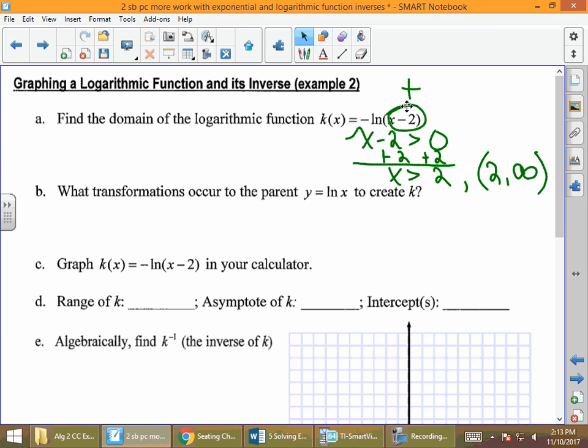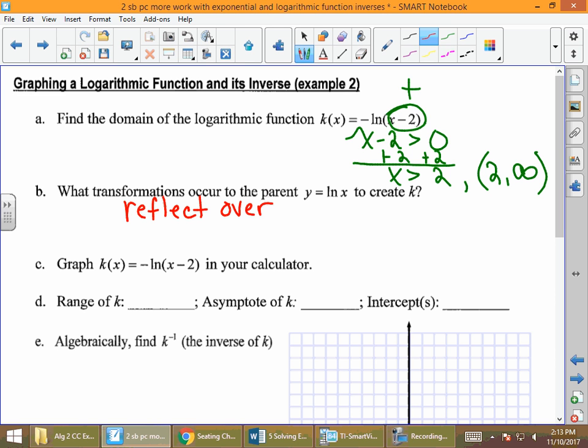When we go back and look at the transformations here, what does a negative in front of the function do to the function? Well, it reflects. Think to yourself at least, does it reflect over the x or does it reflect over the y? And hopefully you're thinking x. One other transformation here, we have x minus 2. Well, what direction do we move when we see minus? Well, we're going to go right 2.